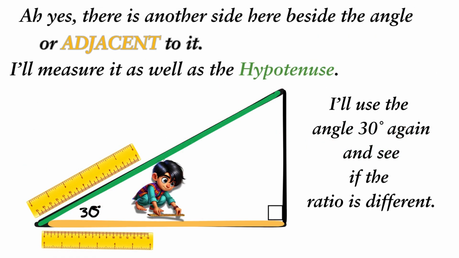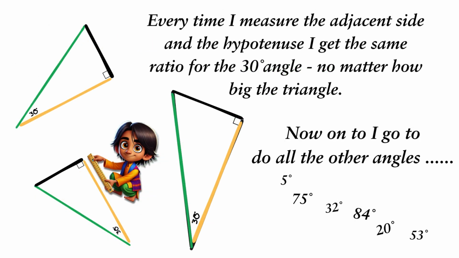Yes. There is another side here beside the angle, or adjacent to it. I'll measure it as well as the hypotenuse. I'll use the angle 30 degrees again and see if the ratio is different. Every time I measure the adjacent side and the hypotenuse, I get the same ratio for the 30-degree angle, no matter how big the triangle. Now on I go to do all the other angles.